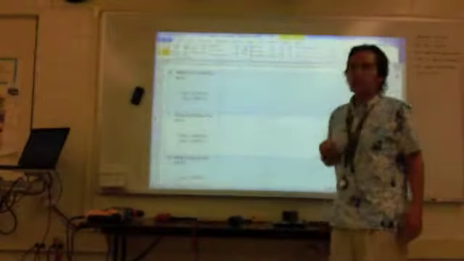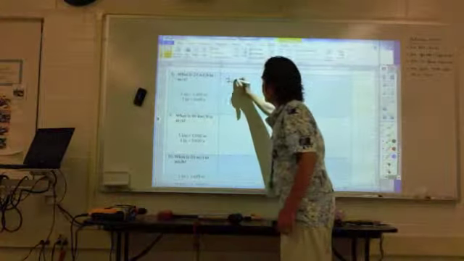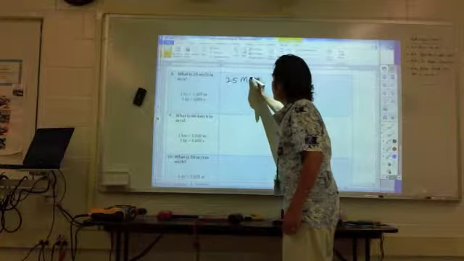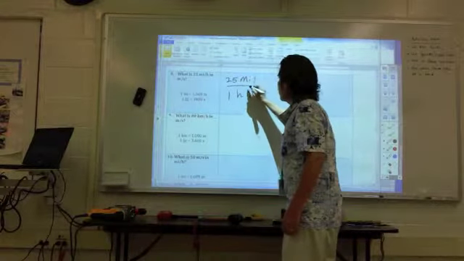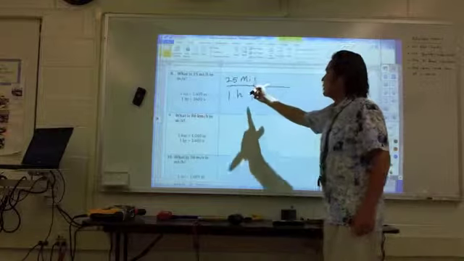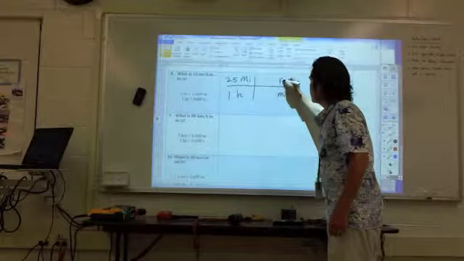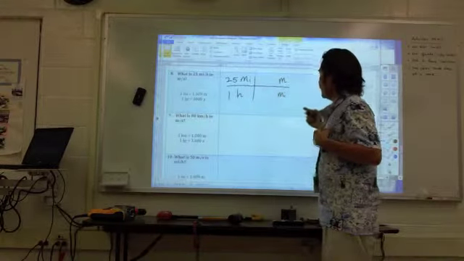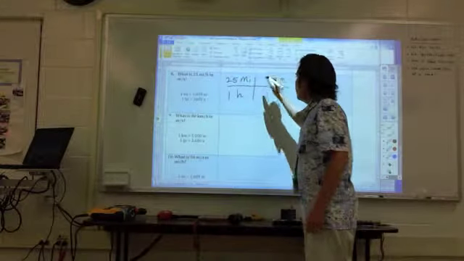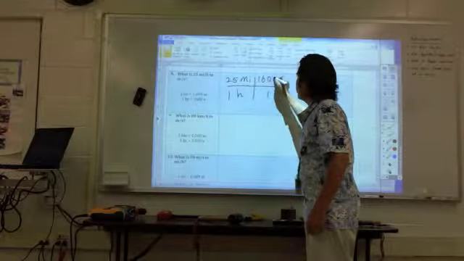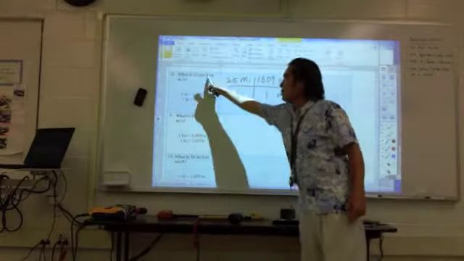Okay. Question 8. What is 25 miles per hour in meters per second? Write the starting quantity. 25 miles in 1 hour. Okay, extend the cross. Got to change mile to meters, so we're going to put miles downstairs, meters upstairs. Okay, and according to the conversion factor, 1 mile is 1609 meters.